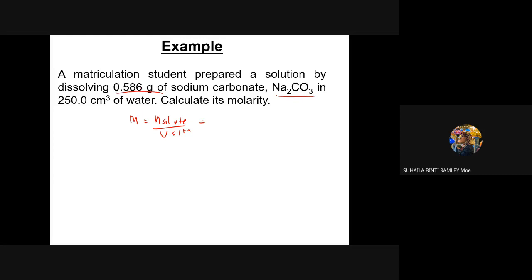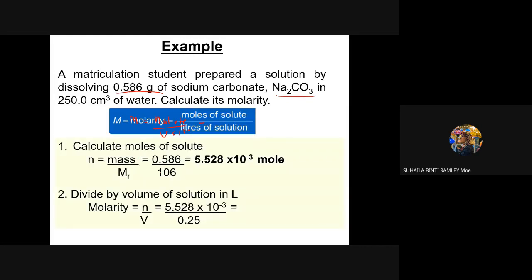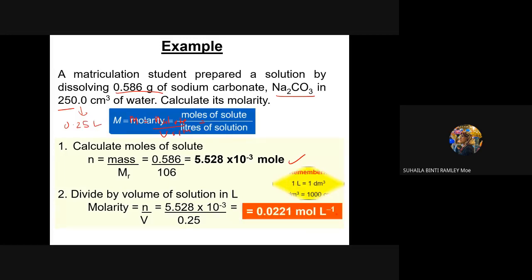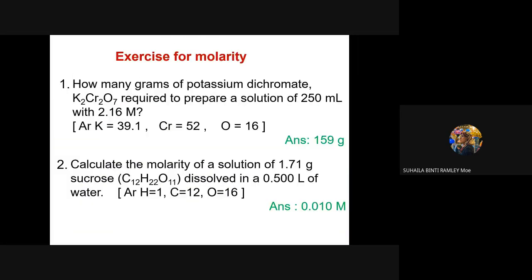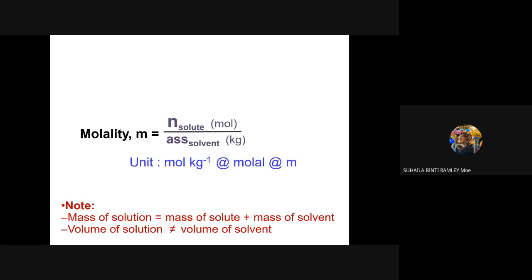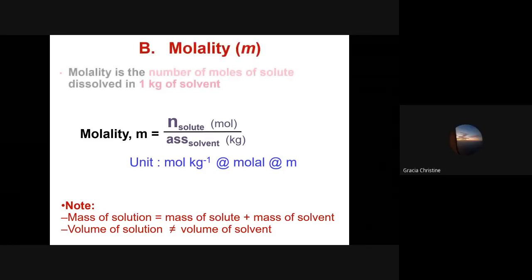So this one we convert to moles: 0.586 divided by the MR. The MR for Na2CO3 you find from the periodic table, so over 106. So we get the moles of solute. Then moles of solute divided by the volume of solution, converted to liter, so it becomes 0.25 liter. This is just a straightforward question: convert and substitute into the formula. We have 2 exercises for molarity. You try.